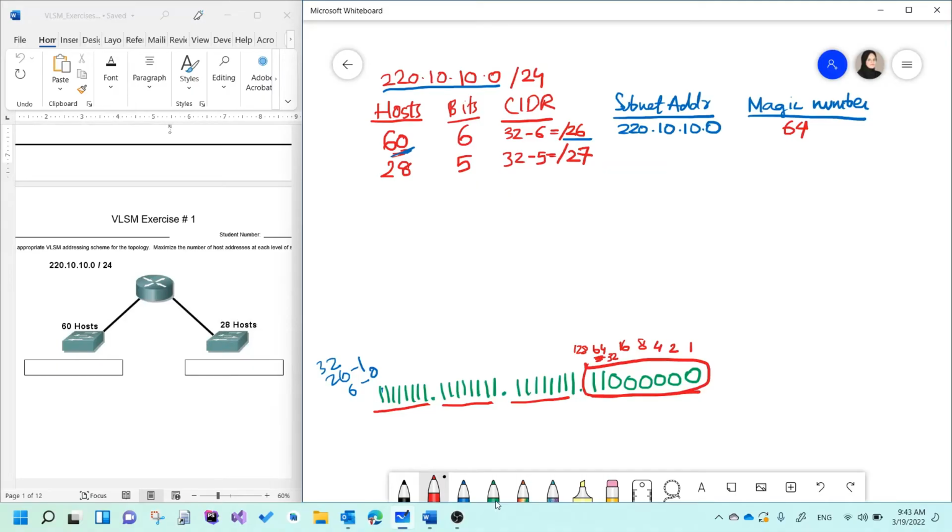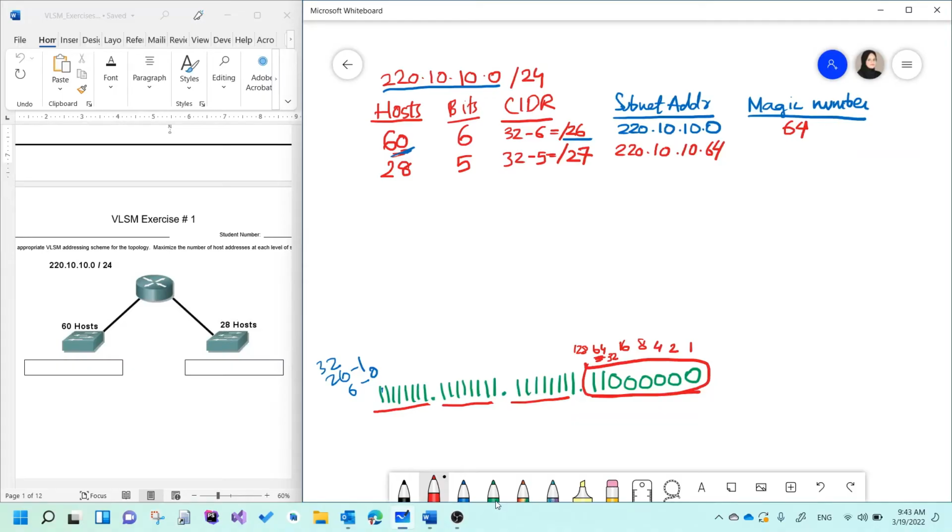Okay, now here 64 is your magic number. It's in the fourth octet, right? So in the subnet mask, you need to add 64 in the fourth octet because that's where you found 64, right? So it would look something like this: 220.10.10.64. Okay, that's your subnet address.